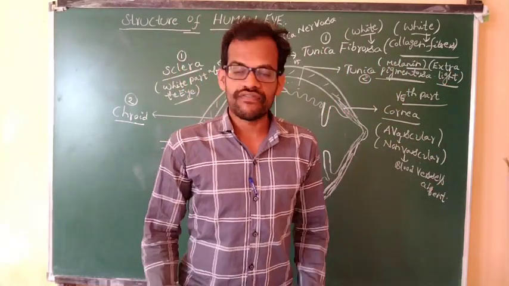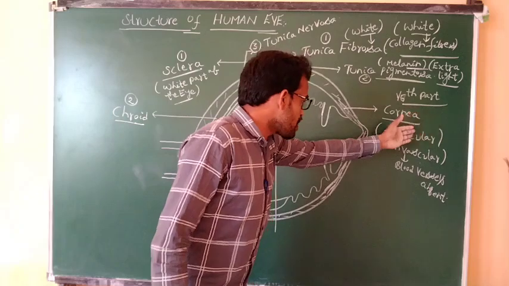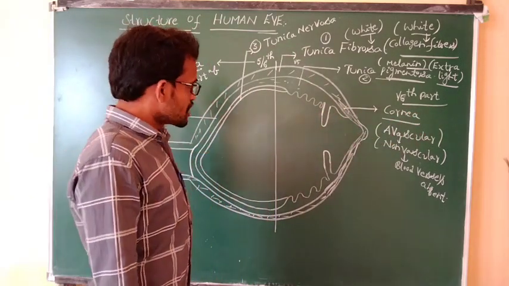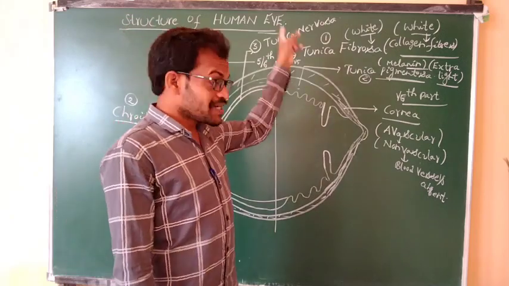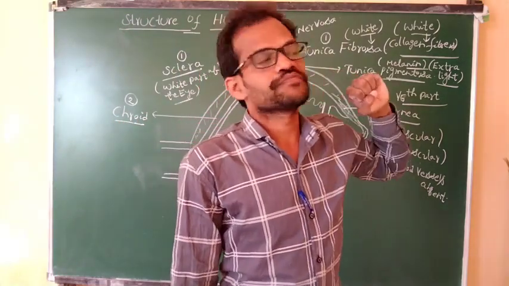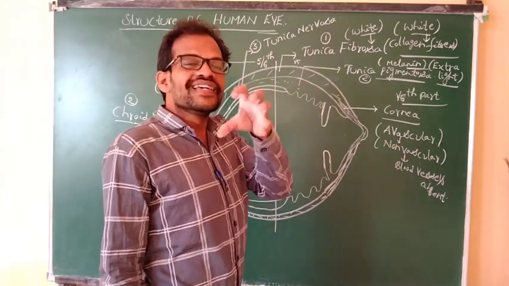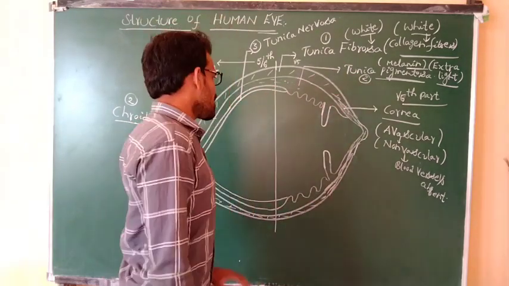For example, the light passes directly through the cornea into the pupil, and then it enters. The extra light is received by the melanin pigment. What is the function of the tunica pigmentosa? It receives the extra light.